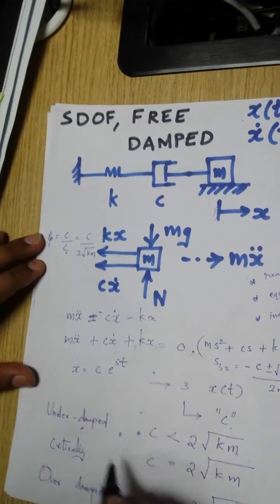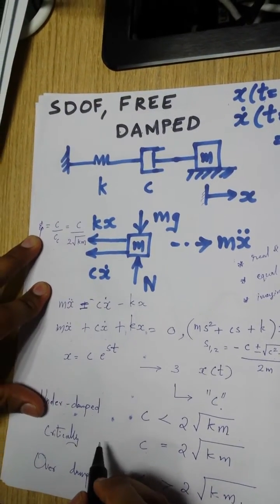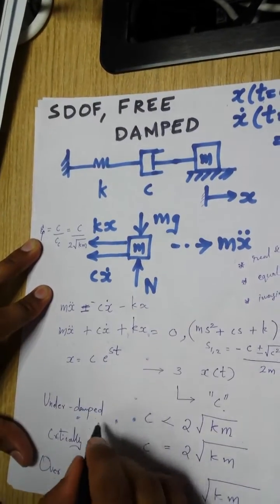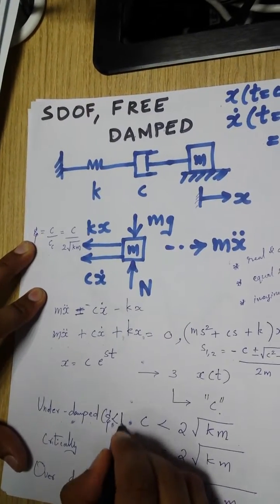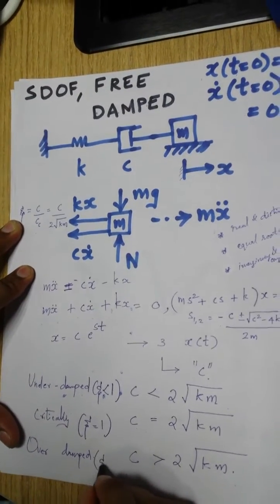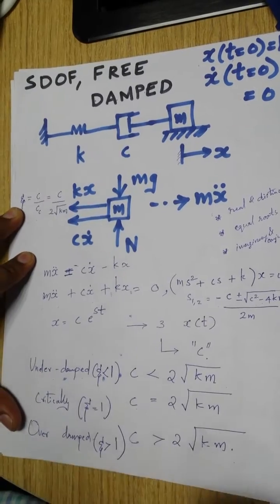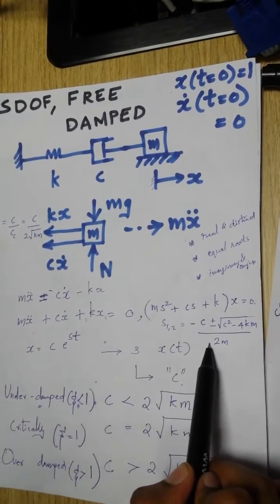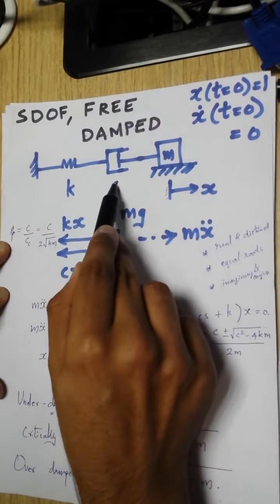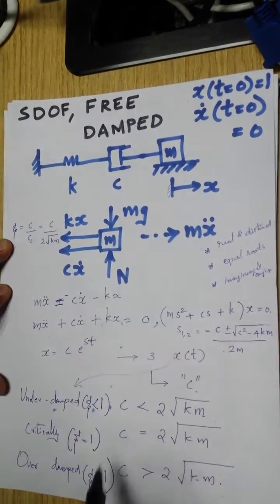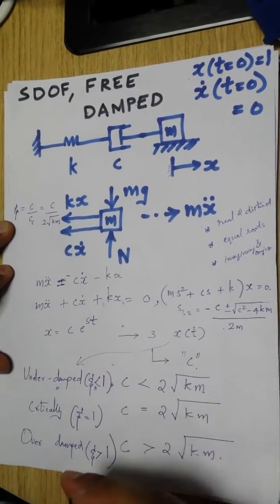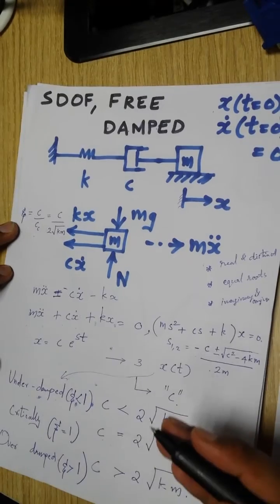This is the damping ratio, which is unitless, and this is the critical damping coefficient. For underdamped, zeta will be less than 1. For critically damped, zeta equals 1. For overdamped, zeta will be greater than 1. So from the maths, depending upon the value of the damping in the system, there will be three different responses. I hope this is clear. I will continue in the next lecture.